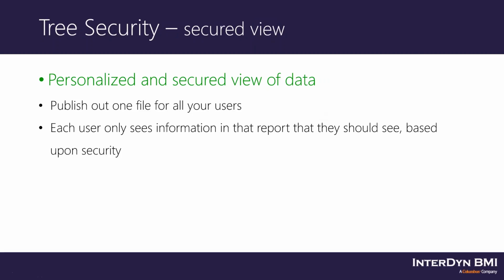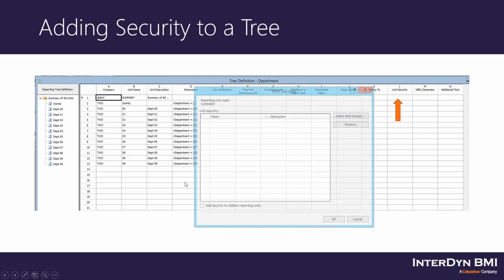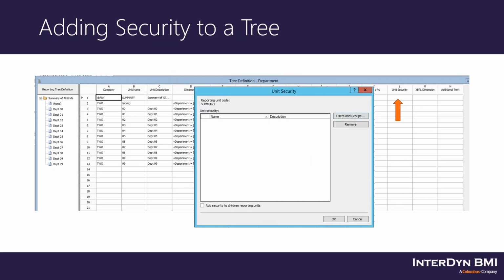That's essentially what I was talking about here: you're personalizing the secured view of the data, and you can publish out one file for all your users, and each user only sees the information they've been given security to. We'll do this as a demo as well, but as a precursor, you're going to open up your tree, click on the security, and it's going to bring up your security screen.